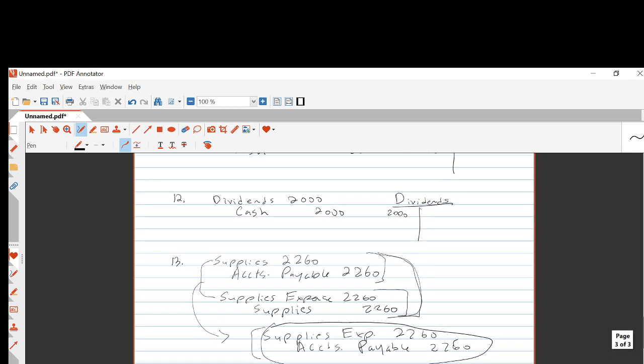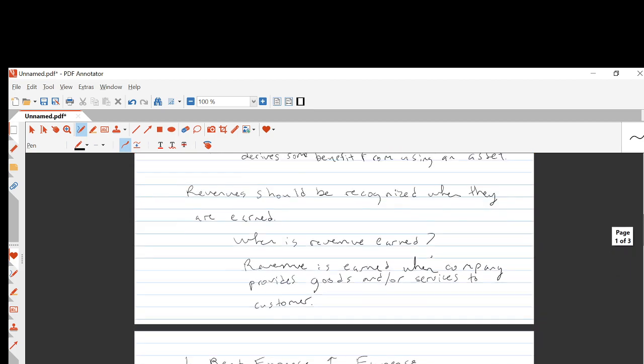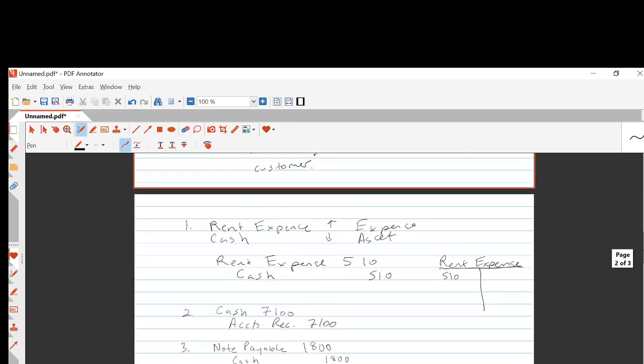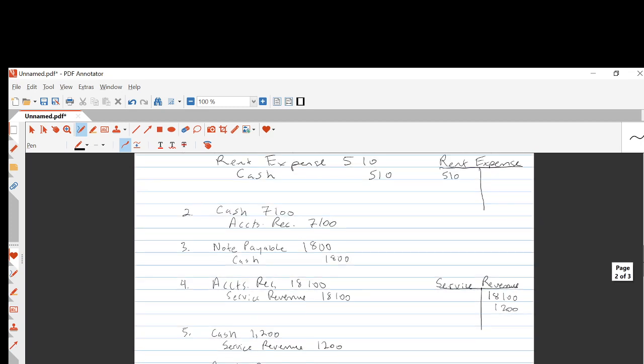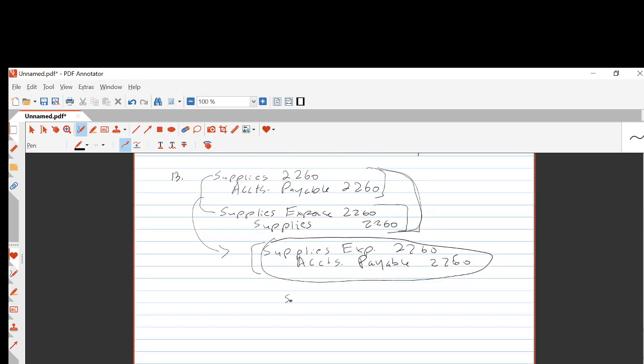So supplies expense, let's go update accounts payable 2260. And then we have this new account, supplies expense. We haven't created that expense yet, so let's go create that T account. And we'll put 2260 on the left-hand side.